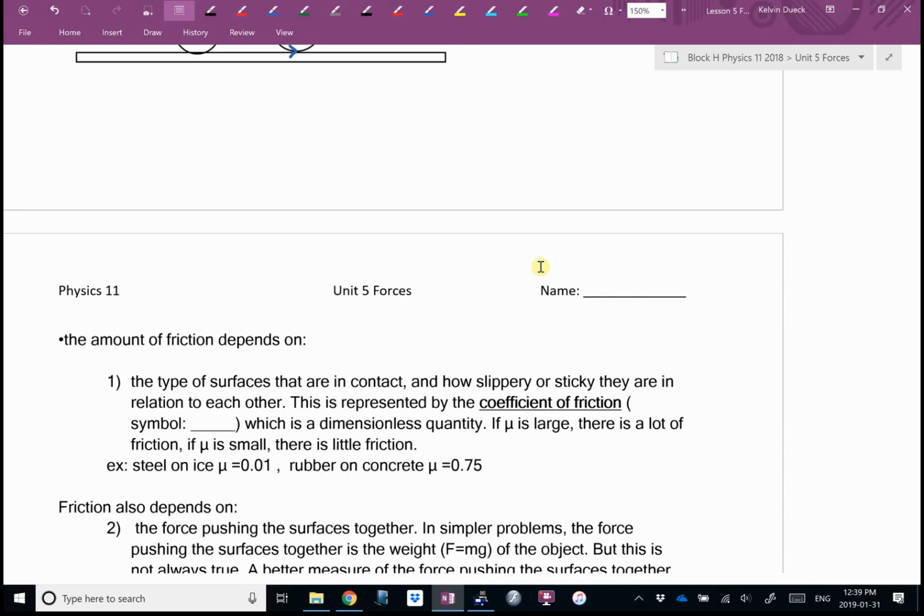We have a number and a symbol that we use to describe stickiness. It depends on the type of surfaces that are in contact and how slippery or sticky they are in relation to each other. This level of stickiness or slipperiness is called the coefficient of friction, and it has a Greek symbol, the Greek letter mu. Looks like this, folks. This is a Greek letter mu.